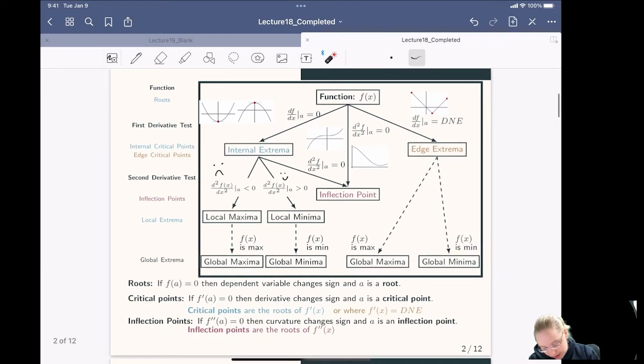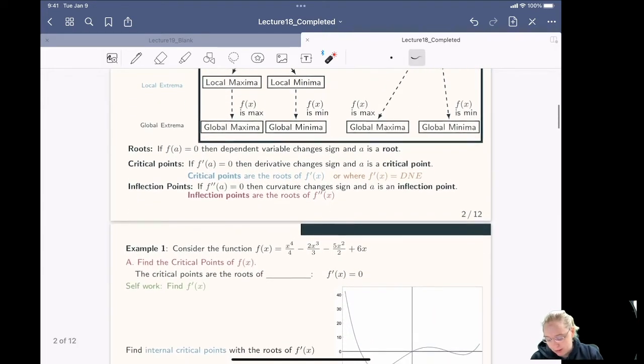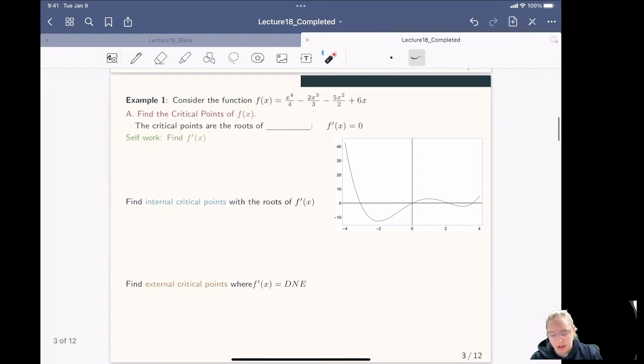So this is a transition in the sign of the second derivative, in the change in the curvature. All right, so let's characterize a function using inflection points. Let's consider this quartic polynomial, x to the 4th over 4 minus 2x cubed over 3 minus 5x squared over 2 plus 6x. Our first goal is to find all the critical points of f of x.